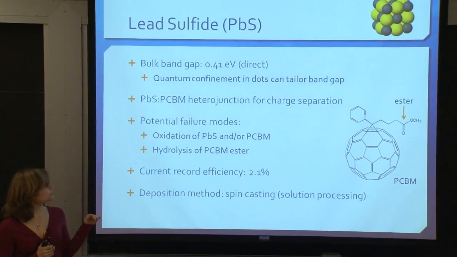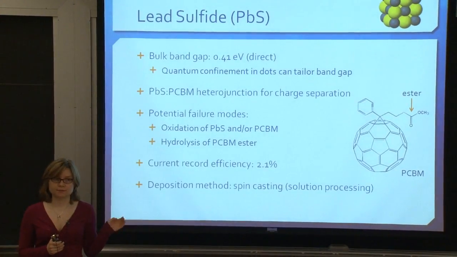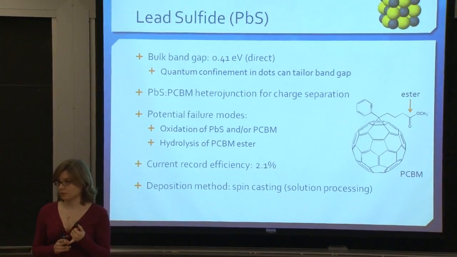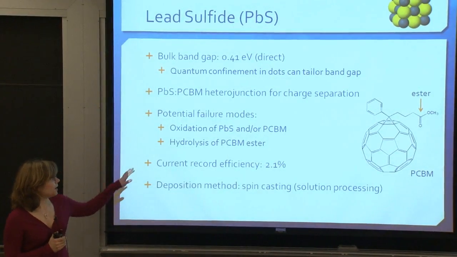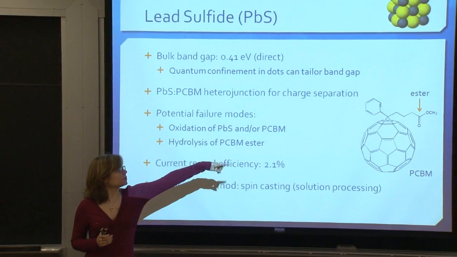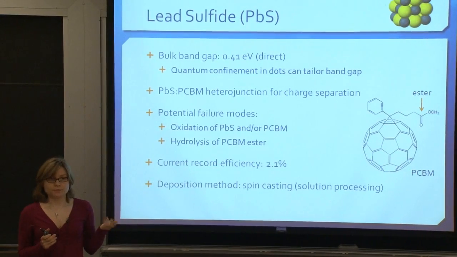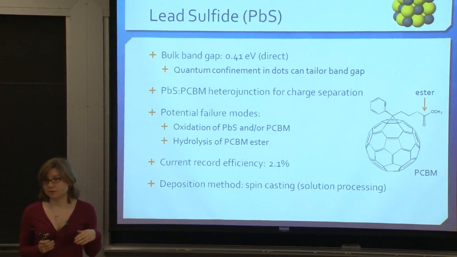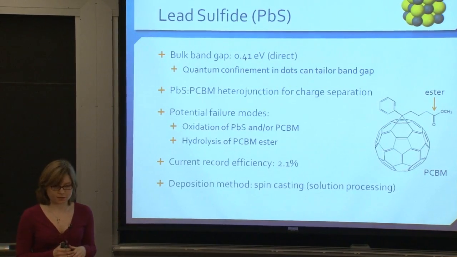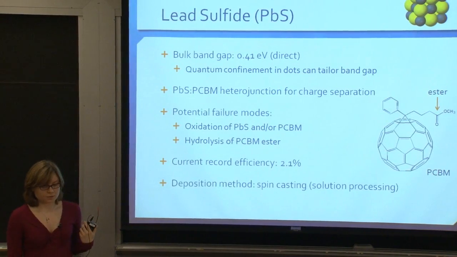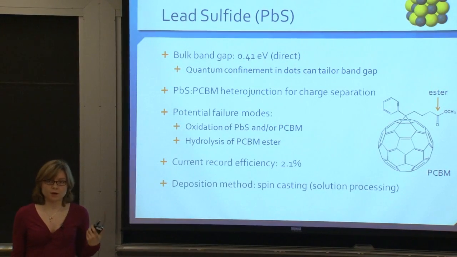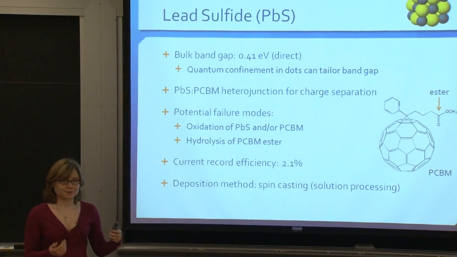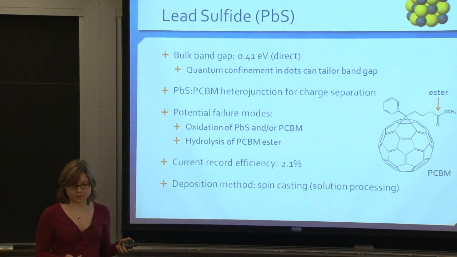With these materials, the major potential failure mode that we identified was oxidation of both the lead sulfide quantum dots and the fullerenes. There's also the possibility of hydrolysis of the PCBM ester group upon reaction with the EVA encapsulant material. That was something that we thought might be a problem. The current record efficiency for these lead sulfide quantum dot solar cells is only 2.1%, so more work needs to be done in improving that efficiency.